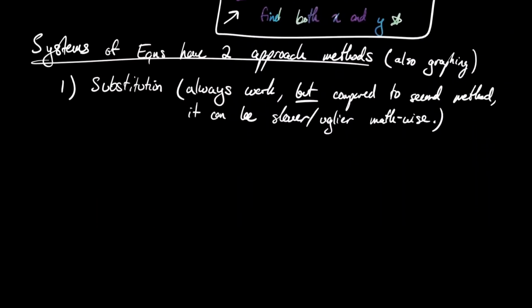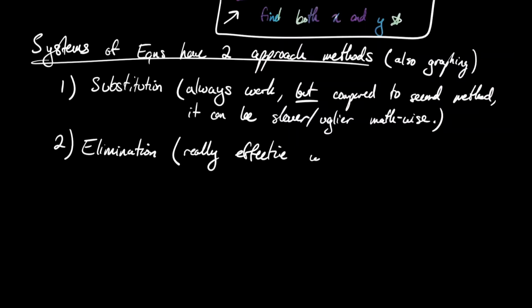Okay, the second method is called elimination. And this is really effective when one equation and the other equation contain things such as plus 2y in the top equation and minus 2y in the bottom equation, or plus 3x in the top equation and minus 3x in the bottom equation.